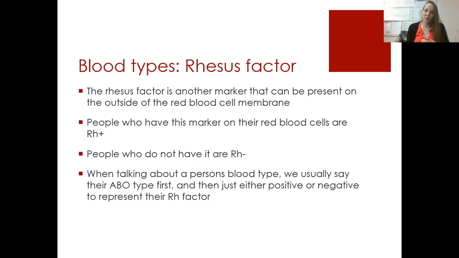So when we're talking about a person's blood type, usually we just say whether they're A, B, O, or AB, and then a plus or minus to say if they have the Rh factor or not. So for example, you might be AB negative, which means you have glycoprotein A, glycoprotein B, and you don't have the rhesus factor.